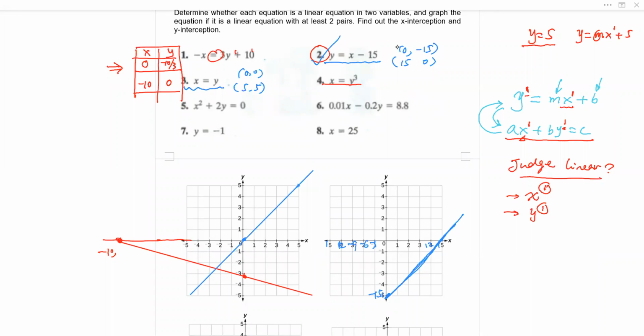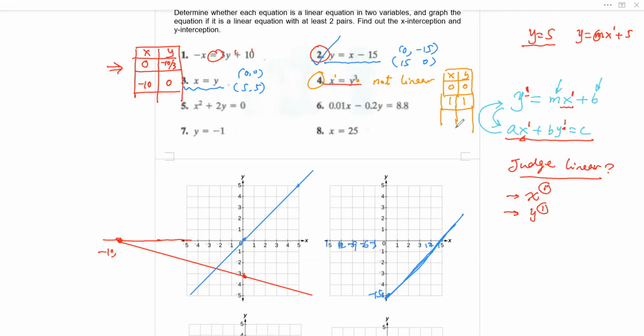Let's see number 4. I'm sorry, number 4. So in this one, you can see the power of y is 3, and the power of x is 1. So this is not a linear line. Actually, if you want to prove it, we can do it this way, using x and y. When x is 0, y equals 0, right? When x equals 1, y equals 1 as well.